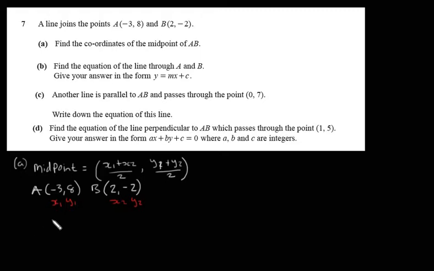So the midpoint is going to be -3 plus 2 divided by 2, and over here it is going to be 8 plus -2 divided by 2.